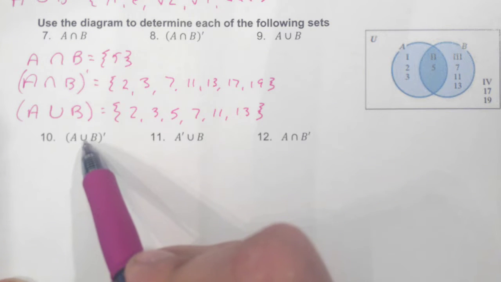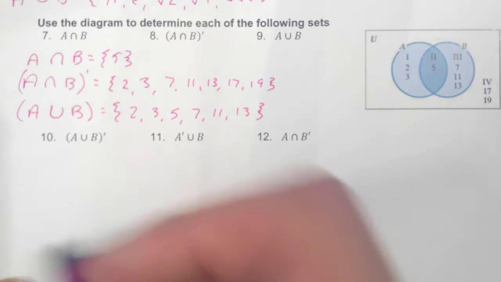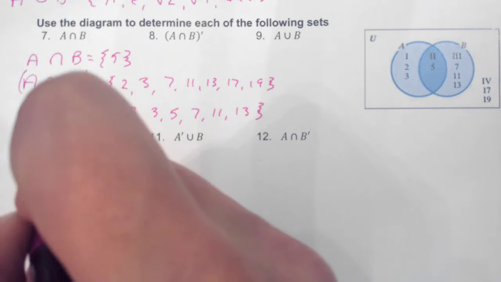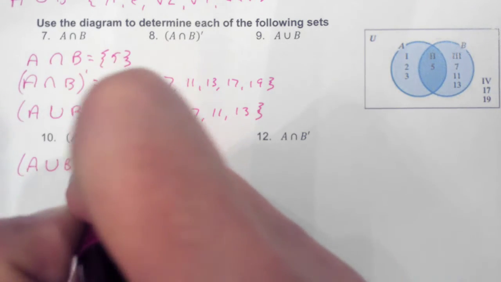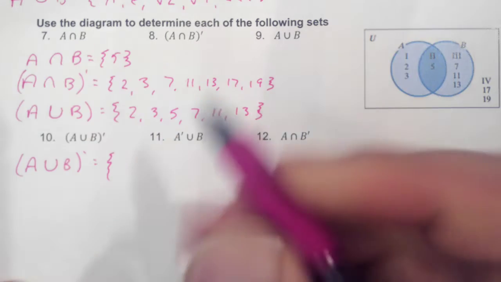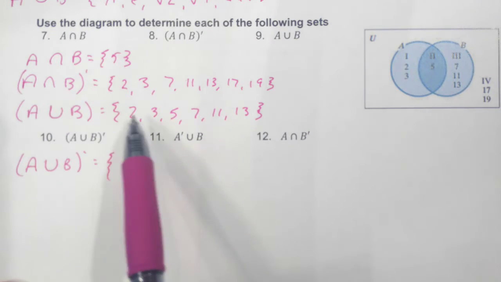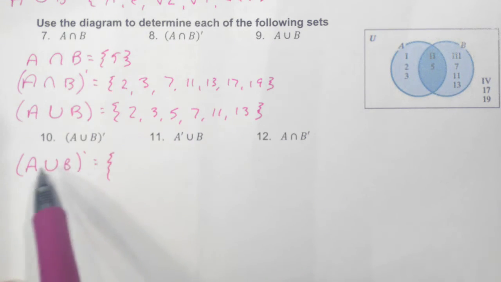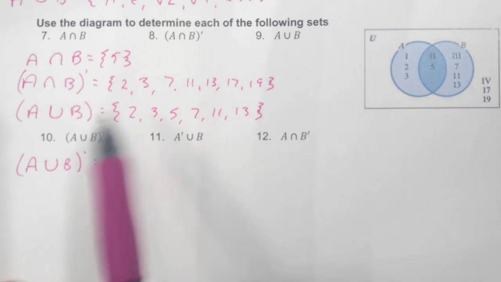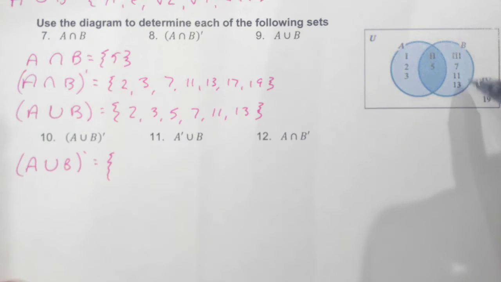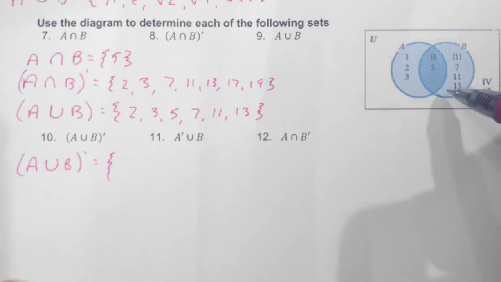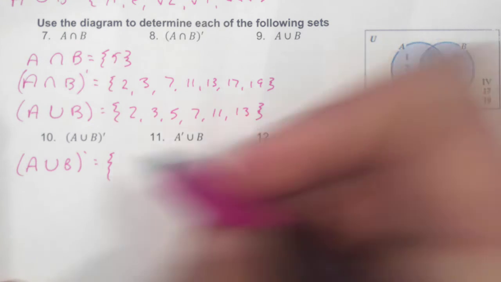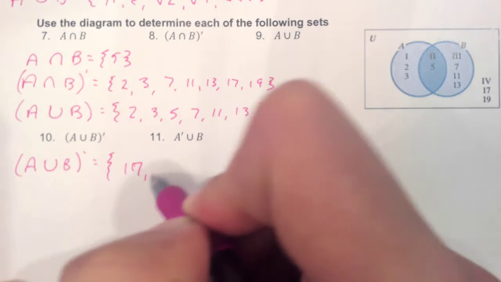Okay. The complement of the union of A and B. Okay, so this one helps us. If this is what's in the union of A and B, the complement would be the only things that aren't listed here. So we've already listed all of these 6 numbers in here, so the complement would be the other things that are left over, 17 and 19.